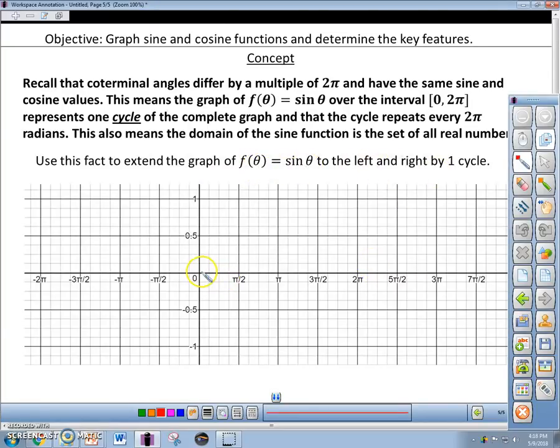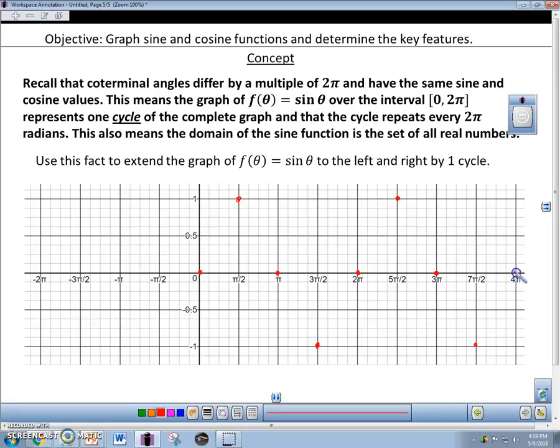So we'll start with what we just graphed. We know we have 0, 0, and then at pi halves our sine is 1. At pi our sine is 0. At 3 pi halves our sine is negative 1, and at 2 pi our sine is 0. Now that pattern is going to continue. From here, at the next half pi interval, we are going to be back at positive 1. And then we're going to be back at 0. At 7 pi halves we will be at negative 1, and then at 4 pi we will again be at 0.